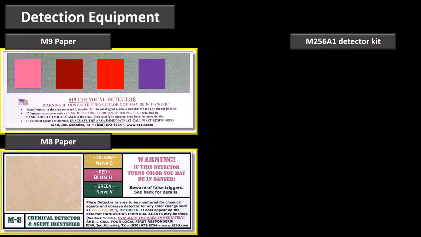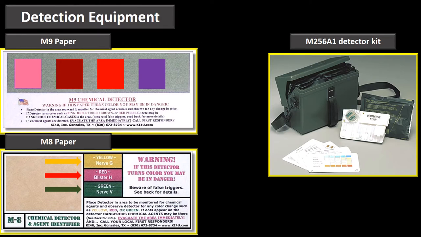Your M8 paper, well, as you can see right here, it's got a little key. So it can turn yellow when we have a G-class nerve agent, it'll turn green in the presence of a VX gas, and then it'll turn red in the presence of a blister agent. And then your M256 Alpha 1 detector kit, it's a whole kit with all different kinds of ampules of substrates that you put on the paper, and you just have to follow the instructions that are right there. It's got a key to let you know what agent indicates what color. And again, the advantage of this, well, multiple agents, and test a vapor out as well, not just a liquid.